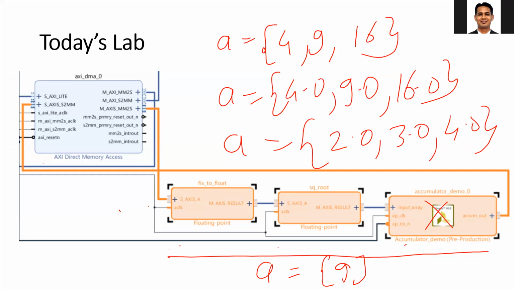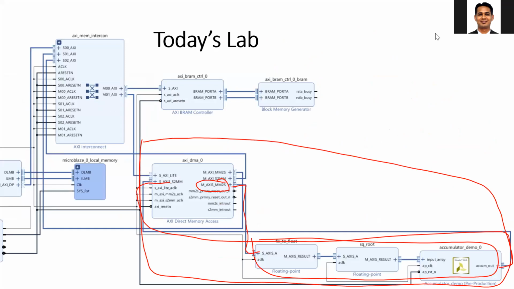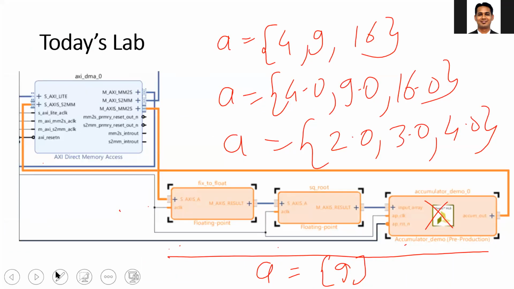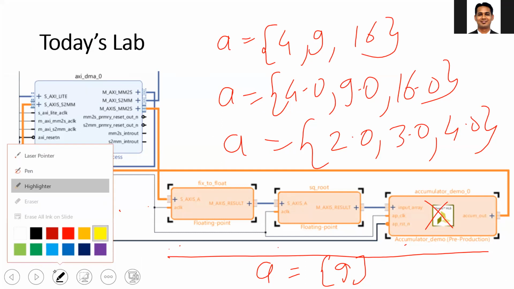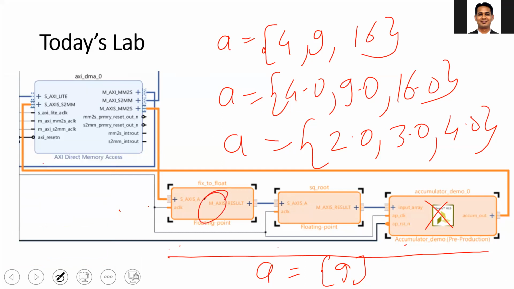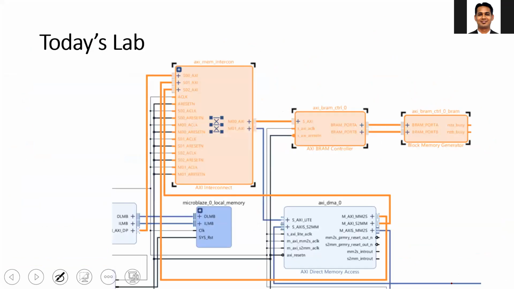So you can see that these two IPs we have used directly from the IP catalog, and this IP we have generated via HLS and exported to the IP catalog. So the corresponding video is already available. You can watch the video. Okay. So now the last part.